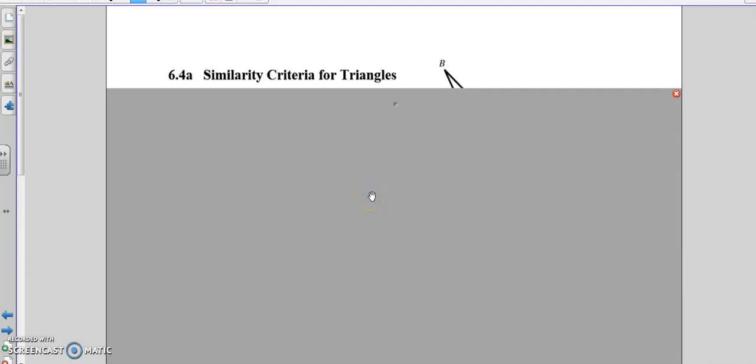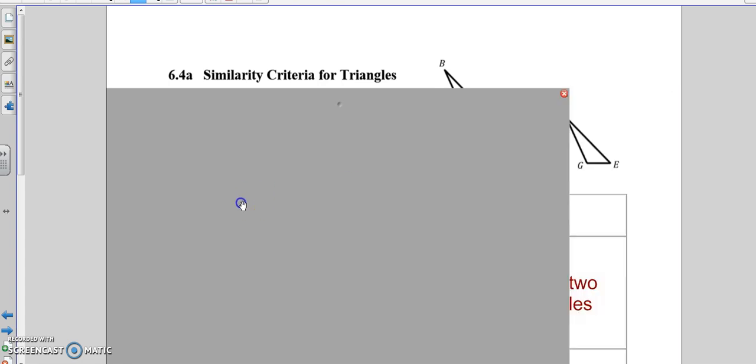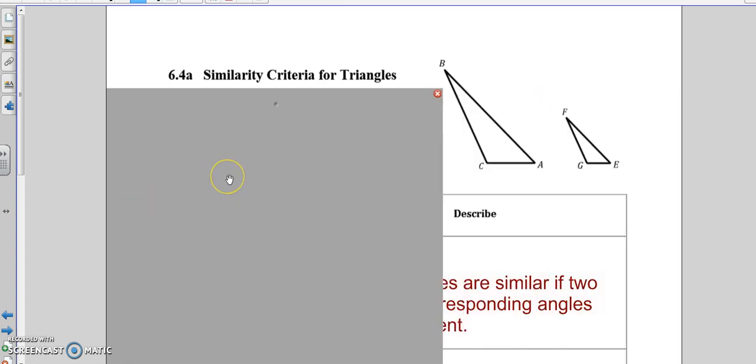Okay, so we are up to section 6.4a in our notes. We're going to do a 6.4b in class. We're going to investigate a couple more ways to prove triangles are similar. Up to this point, the main thing we've discussed, and I don't want you to write that yet, the main kind of easiest way to prove triangles are similar is to look for congruent angles.